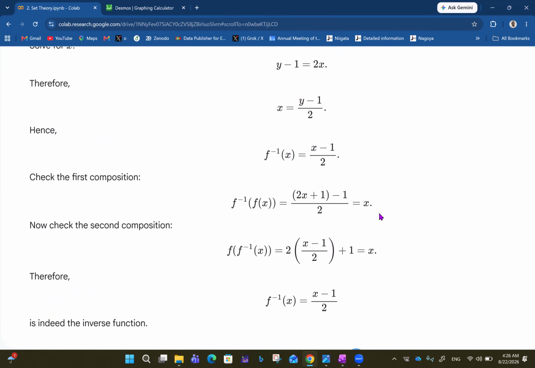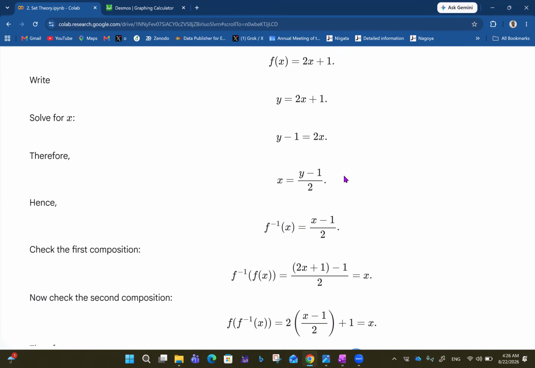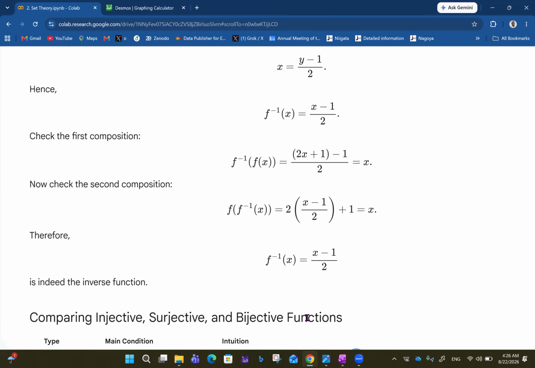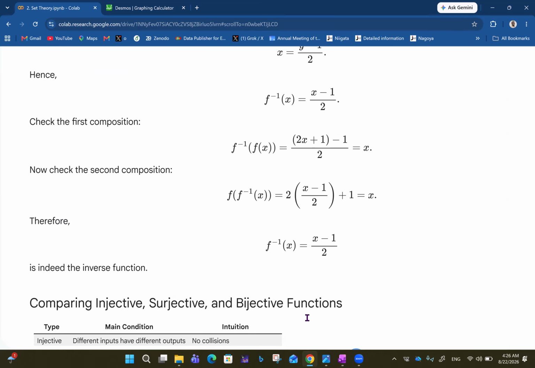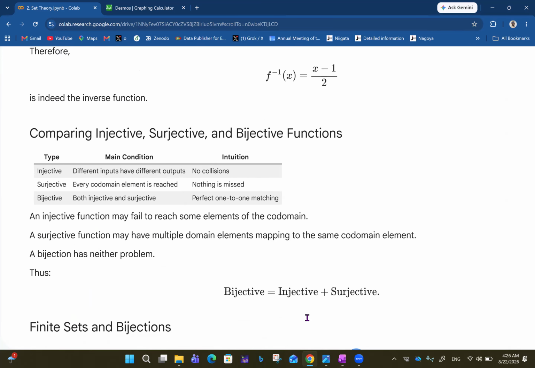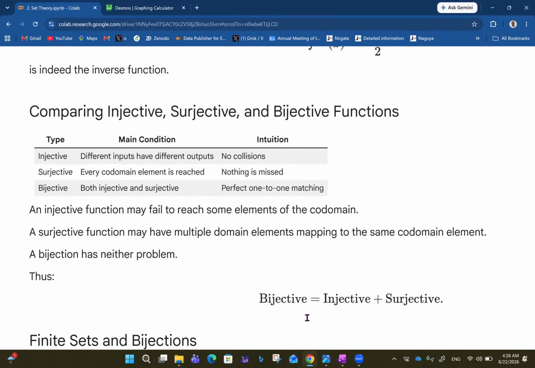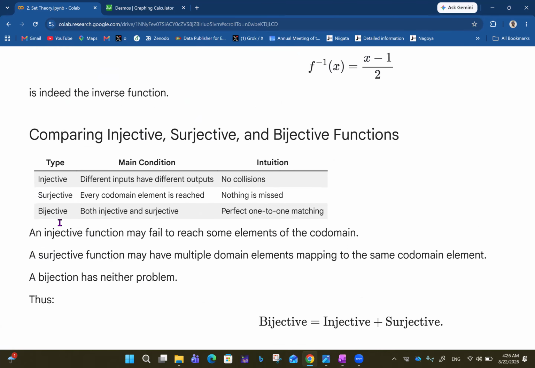Now check the second composition, f of f inverse of x. So f is 2x plus 1. F inverse of x is x minus 1 over 2. So you have 2 times x minus 1 over 2, plus 1. And that also gives you x. Therefore, f inverse of x is x minus 1 over 2. It's indeed the inverse function, because if you compose them together, you get x back. You retrieve your x.